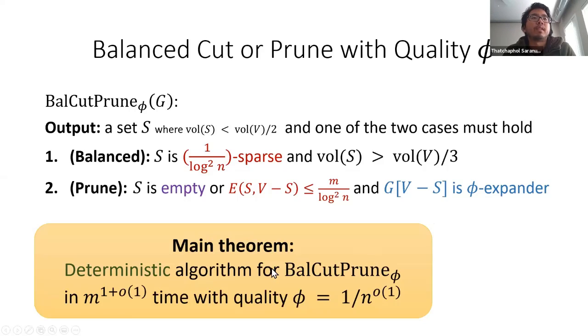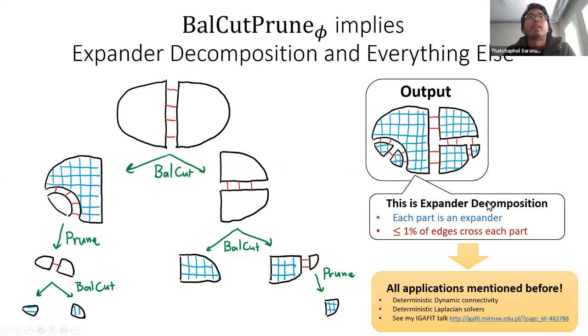And the main theorem that implies everything basically is to show that there is a deterministic algorithm for this subroutine, which is nonlinear. And the quality here is n to the little o(1). So the expander here is quite good. And I don't have time to go into it here, but I just want to tell you very briefly that it really implies everything from this balanced cut prune subroutine.